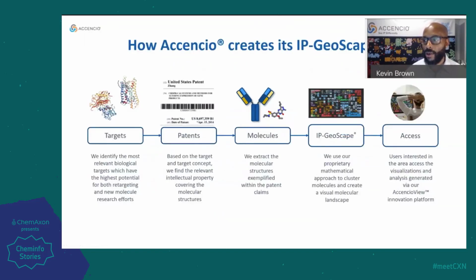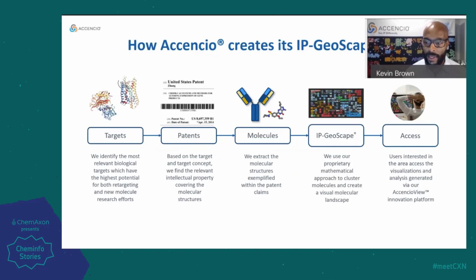So in terms of the overall creation of the IP geoscape and its use, this is really how we break it down into 5 separate steps. And I really want to explain this process to you so you understand what goes into these maps. If there's a target that's identified, whatever the relevant biological target is, we identify it, or it's given to us. We find all the patents or patent applications associated with that particular target, and we extract the relevant structural information or claims information, whatever the case may be.